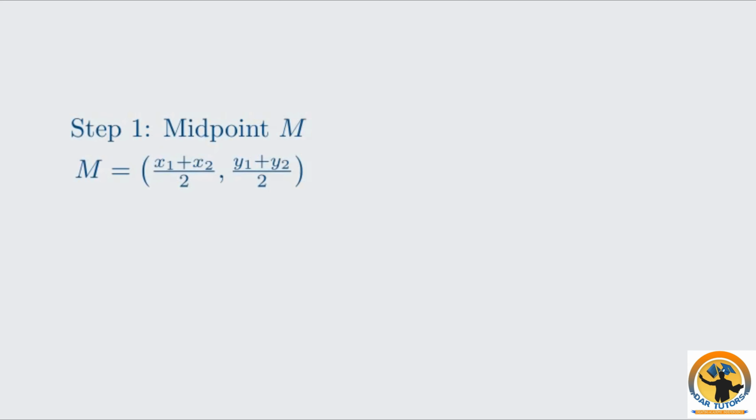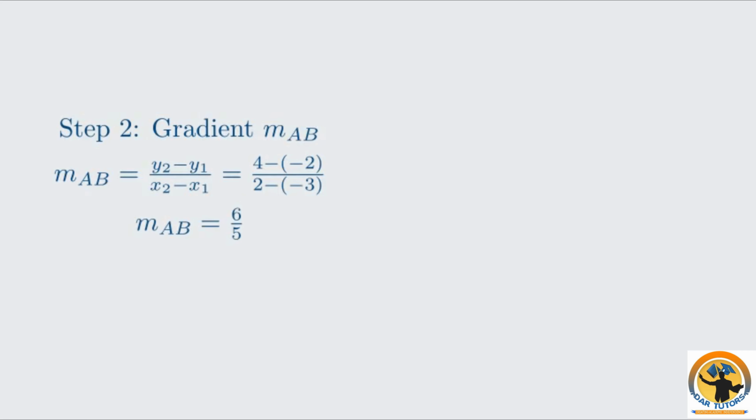Step 1. Find the midpoint. The midpoint formula is the average of the x-coordinates and the average of the y-coordinates. Applying it, the midpoint is at (-1/2, 1). Step 2. Find the gradient of AB. Using our points, the gradient m sub AB is 6/5.